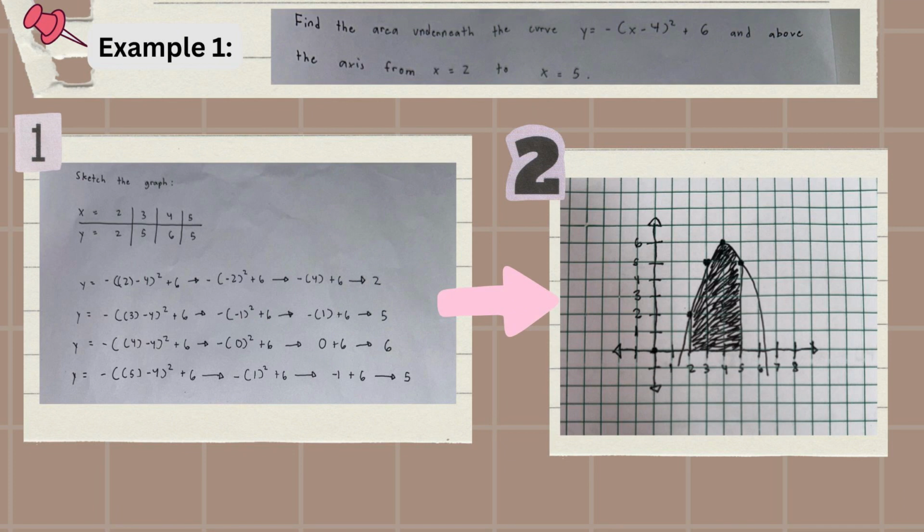So we have to find the y values. To find the y values, we substitute 2, 3, 4, and 5 into the equation. And by doing that, we get 2, 5, 6, and 5. Those are gonna be the values for the y-axis. And now, next, we plot the points, as you can see in the second page.